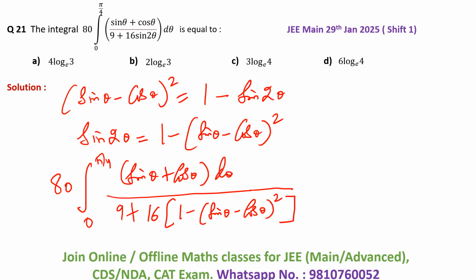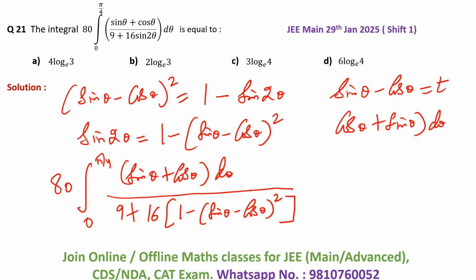Now students, what you have to do? You have to do substitution. Just substitute sine theta minus cos theta as t. So now when you differentiate both sides with respect to theta, you will be getting cos theta plus sine theta d theta equal to dt.